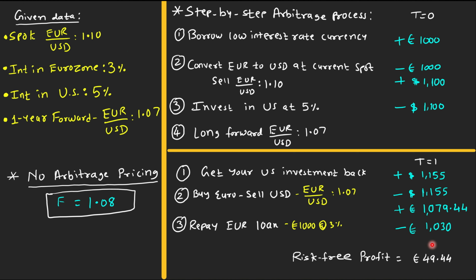Also remember, the currency with the higher interest rate will always trade at a discount in the forward market. The currency with the higher rate, which is US dollars at 5%, will always trade at a discount in the forward market. So our no arbitrage price was F equals 1.08, which is less than the spot rate of 1.10. So it's trading at a discount.